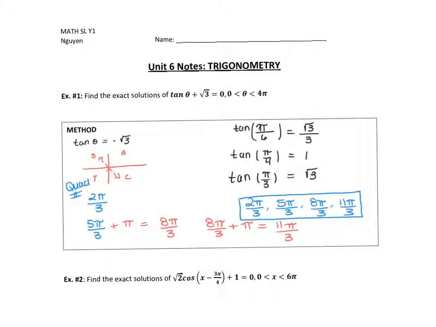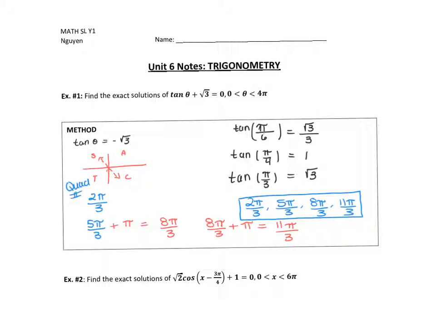No. The big thing to remember is the period. The period for cosine and sine is the same. The cycle repeats every 2 pi. The period for tangent is different. The cycle repeats every pi. So keep that in mind.